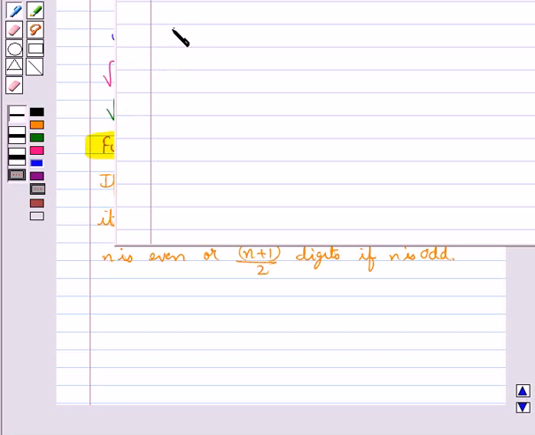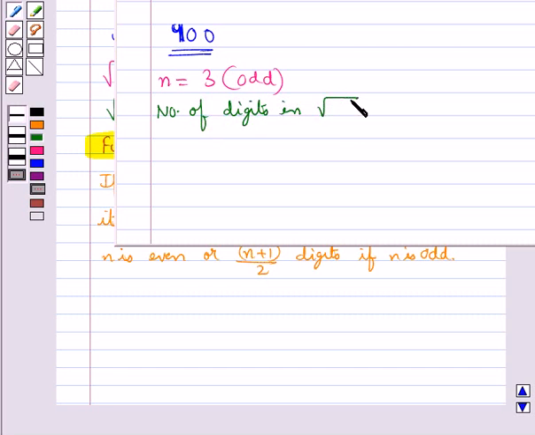Let's consider the number 400. Now, as you can see, there are 3 digits in this number. So, we say that n is equal to 3 here, and 3 is odd. So, we say that the number of digits in square root of 400 will be equal to n plus 1 upon 2, that is equal to 2. And as we have already found out that square root of 400 is 20, that is, it has 2 digits.